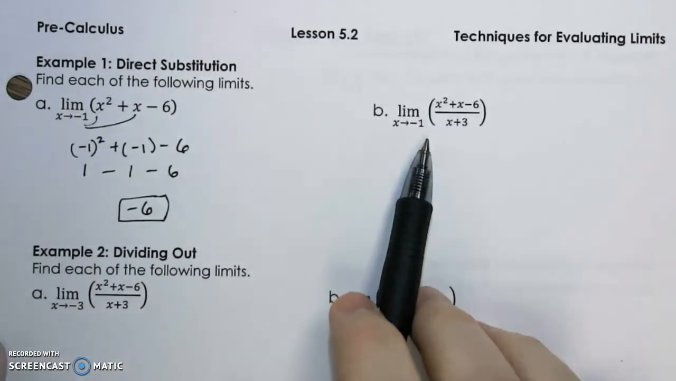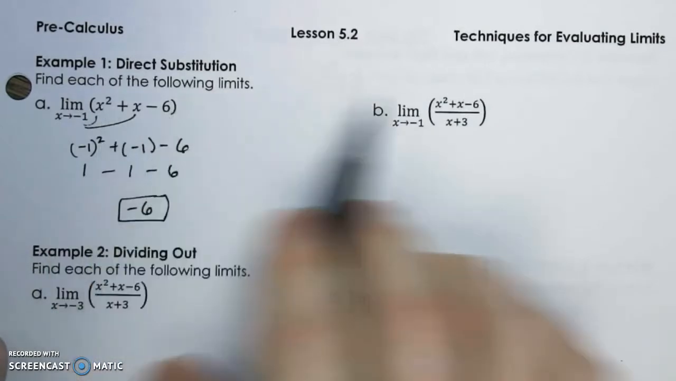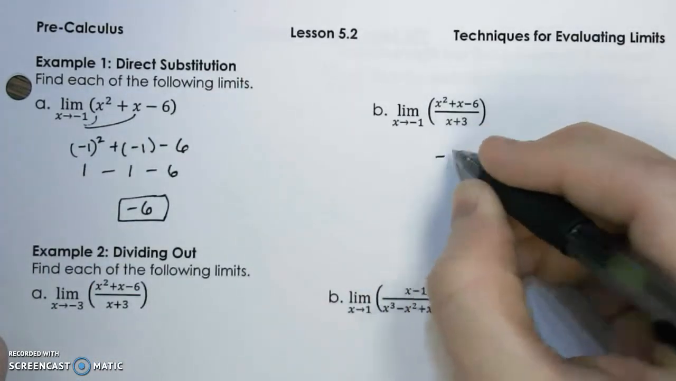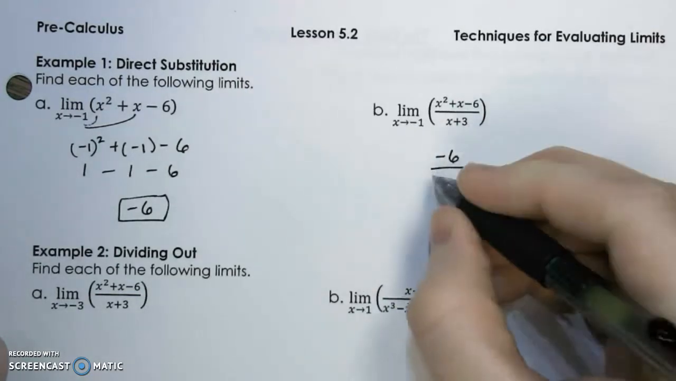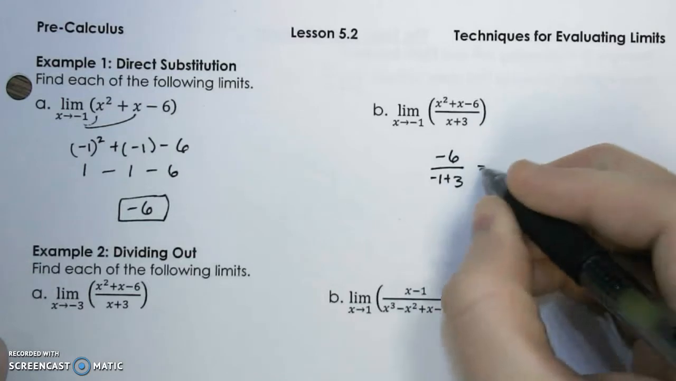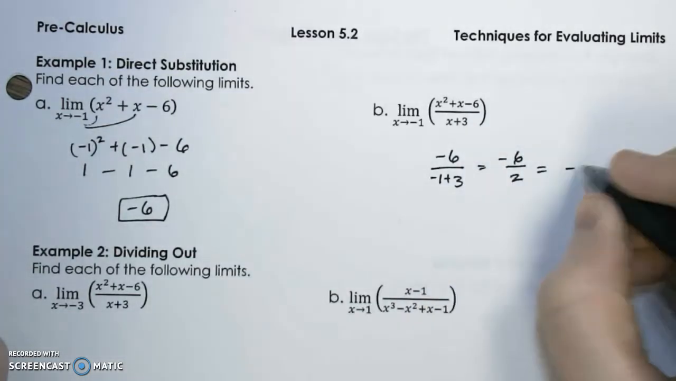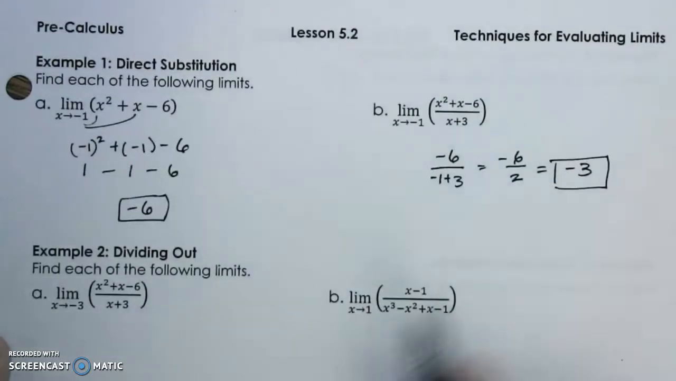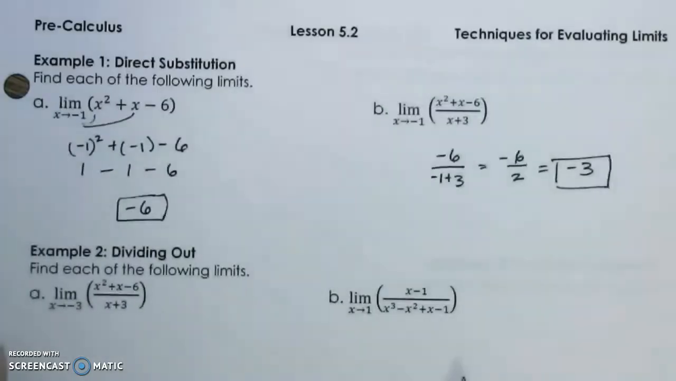Let's try plugging in -1 into this function. We have the exact same function on top, so instead of wasting time, I know the top is going to be -6. And then on the bottom, I've got -1 plus 3. So I'm getting -6 over 2, which is -3. Again, I got a number as an answer, so that is my limit. So that's the first technique. Just plug it in, see if you get a number.